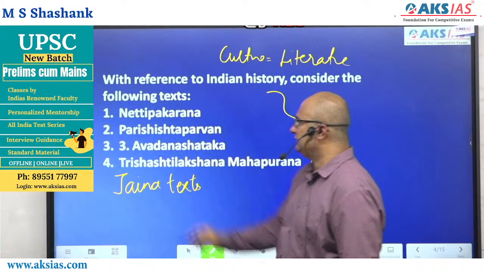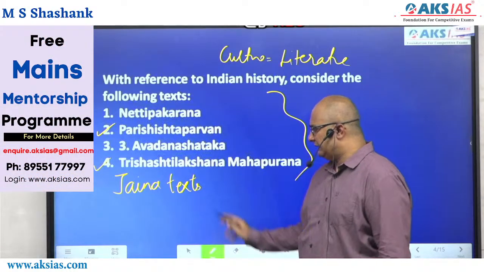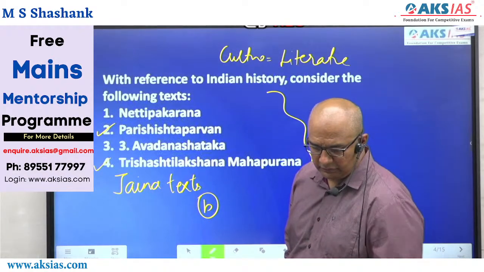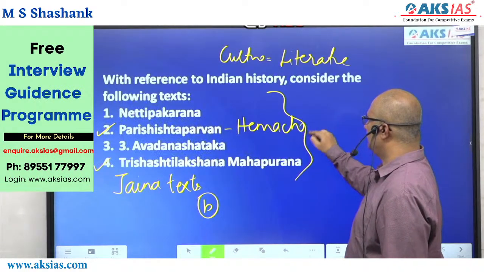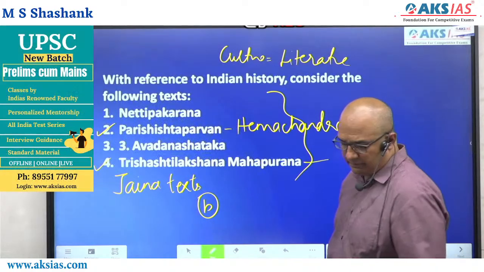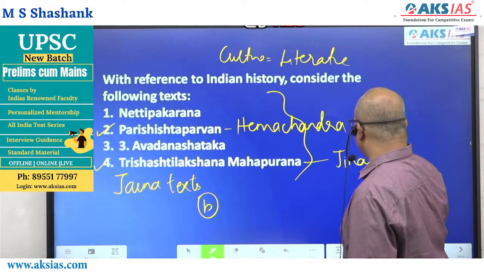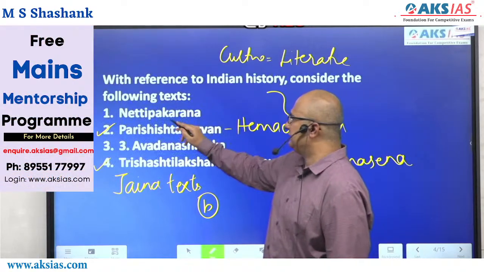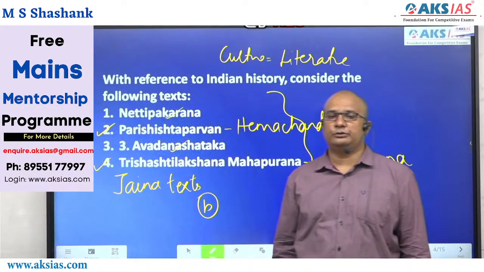The answer will be 2 and 4. Answer choice will be B, 2 and 4. Parishishta Parvan was written by Hemachandra, who is a Jain scholar. And Trishashti Lakshana Mahapurana was written by Jinasena. Both of them are Jain scholars. Whereas the other two, the Netti Pakarana and Avadana Shataka, were Buddhist works.